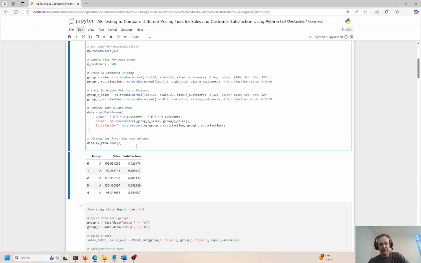Let me go ahead and run this, Control Enter. And as you can probably tell, we are in a Jupyter notebook right now. Most of my demos are in Jupyter notebooks. There are various reasons for that. The graphs are dynamic and interesting.